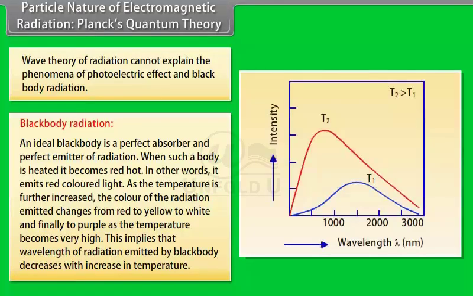This implies that wavelength of radiation emitted by a black body decreases with increase in temperature. Consider the graph from right to left. At a given temperature, intensity of radiation emitted increases with decrease of wavelength, reaches a maximum value at a given wavelength, and then starts decreasing with further decrease of wavelength. Particle nature of electromagnetic radiation.